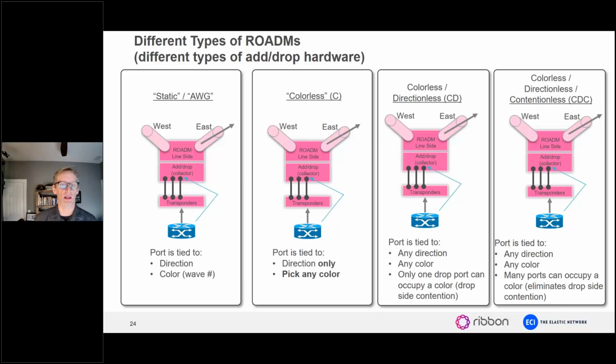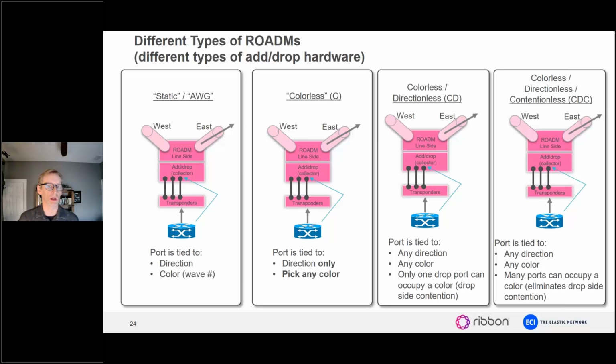The most sophisticated kind of ROADM is called a colorless directionless contentionless ROADM. And again, I've got my ports between the transponder and the add/drop collector. And the port is not tied to a direction. The port is not tied to a color. And now many ports can occupy a single color on the drop side, so that eliminates something called drop side contention. So in very large networks, very large service providers, they go with CDC because their big deal is automation.